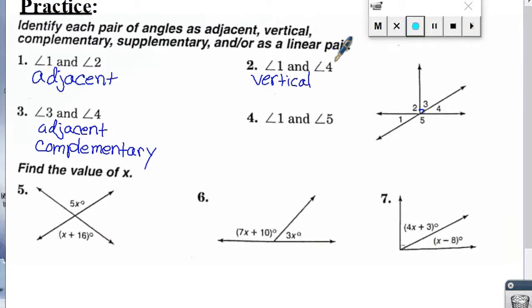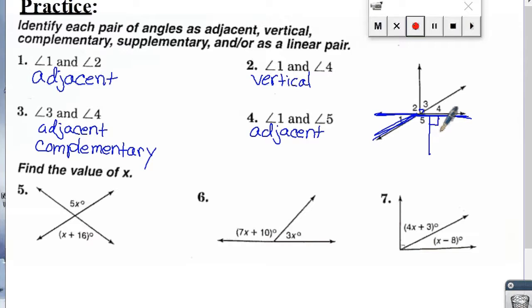Okay, then we have angles 1 and 5. Well, angles 1 and 5, they're definitely adjacent. They share this vertex. They share this common side. If they're adjacent, they cannot be vertical. Complementary means they add up to 90 degrees. Well, I don't think they add up to 90 degrees because 90 degrees would be perpendicular.